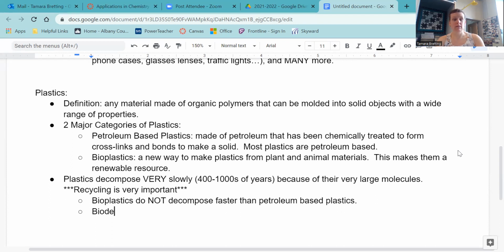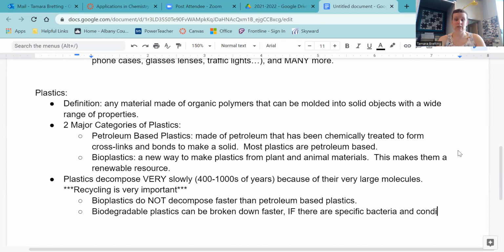Biodegradable plastics, because those do exist. Biodegradable plastics can be broken down faster if there are specific bacteria and conditions present. So that's not a bioplastic, it's a biodegradable plastic.